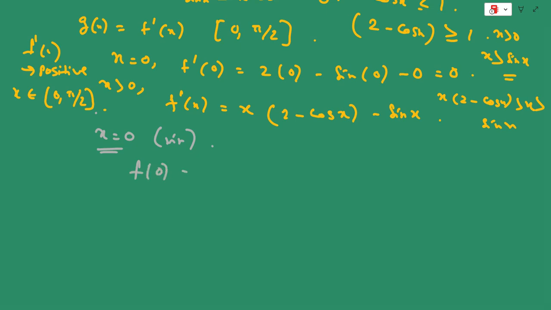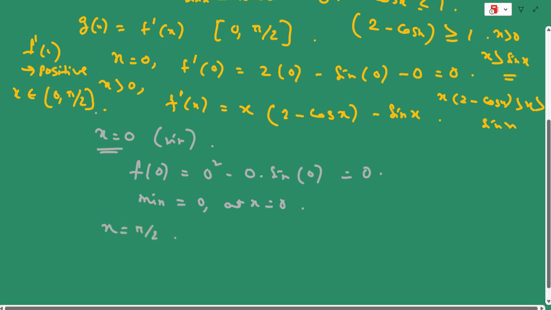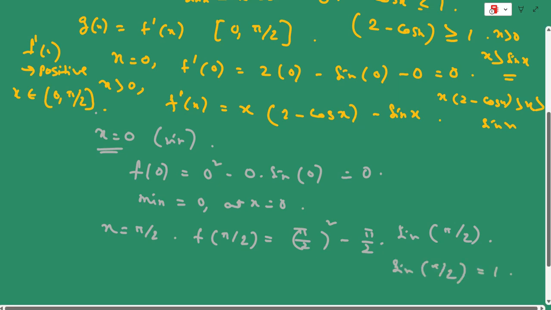So f(0) is 0 square minus 0 into sin 0, that is 0, and the minimum is equal to 0 at x equal to 0. Now the maximum value, plug in x equal to pi by 2. So f of pi by 2 is basically pi by 2 whole square minus pi by 2 into sin pi by 2. Since sin pi by 2 equals 1, we get f of pi by 2 equal to pi square by 4 minus pi by 2.